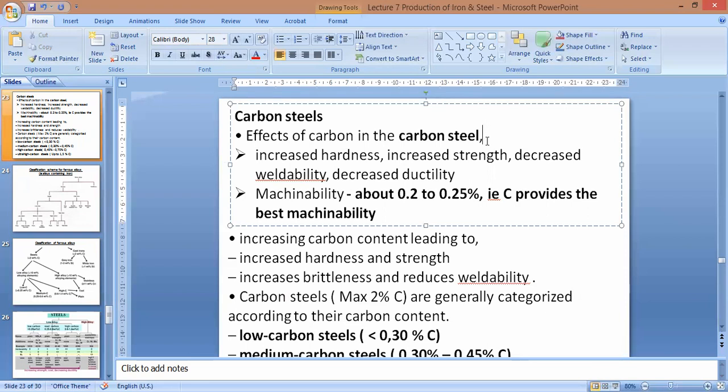You know what I said, with increasing content of carbon, what is happening? You are decreasing ductility. So if you're decreasing ductility, meaning you're increasing basically brittleness. And then with increasing carbon, weldability also begins to decrease. However, the two pluses that happen with increasing carbon in steel is you're increasing hardness and you're also increasing strength.